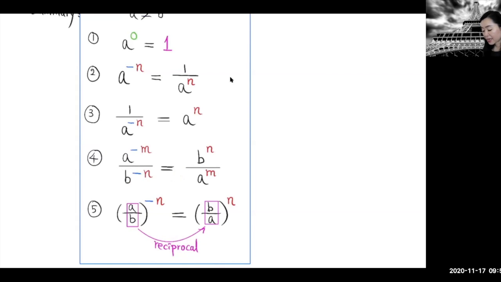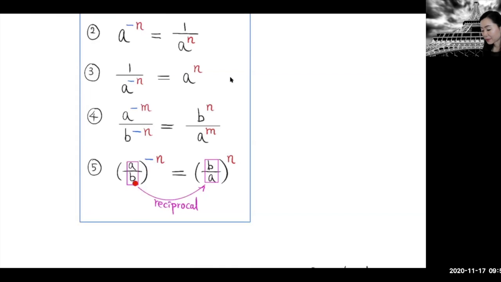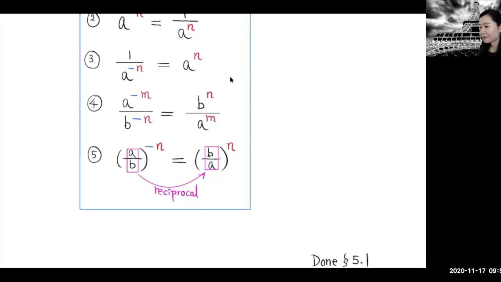Now the last one over here. This is negative m power. Negative exponent means you're taking the reciprocal. So let's take the reciprocal of the base over here. The reciprocal of this base is b over a. And after you take the reciprocal, you change the negative exponent to positive, so you change the exponent from negative n to n. So that is the reciprocal of this. Are you guys good?